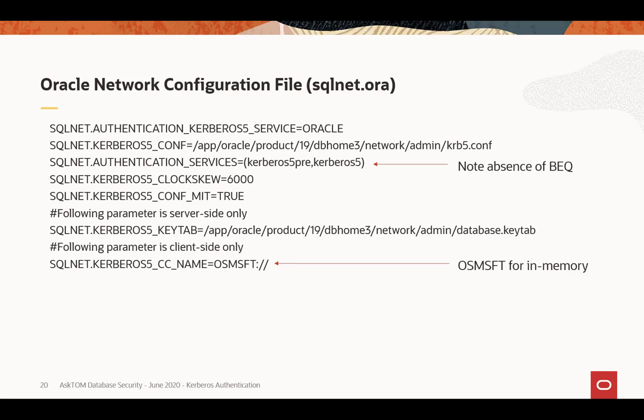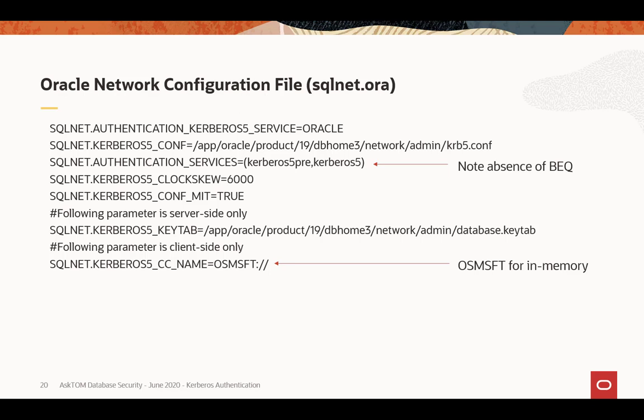Next parameter is authentication_services. Here I'm showing that we have Kerberos 5 pre and Kerberos 5. We'll talk more about these on the next slide. We have clock skew again, and then we have kerberos5_conf_mit. This is a parameter that really no longer serves much purpose. We'll probably be getting rid of it in a future release of the database.